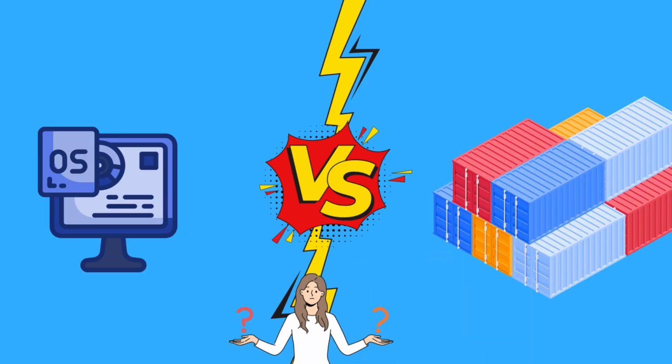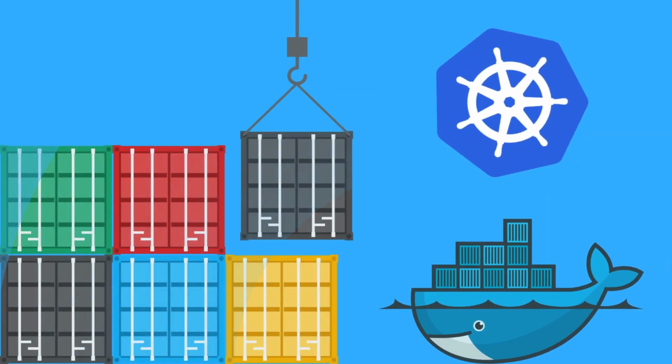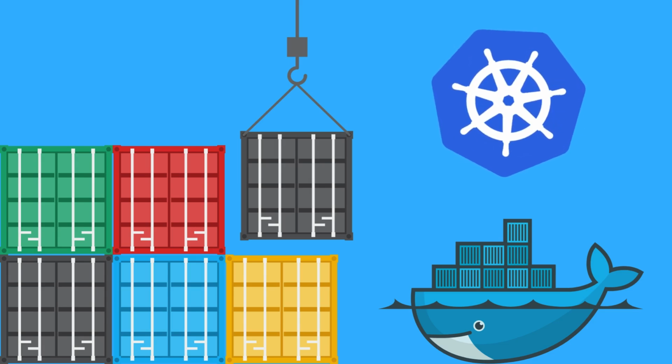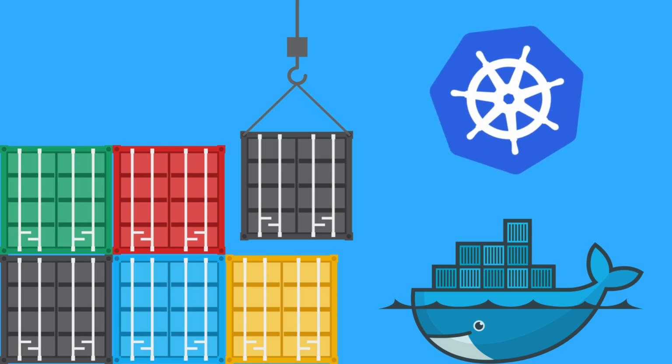It's also worth noting the difference between virtualization and containerization. While virtualization creates full virtual machines with their own operating system, containerization shares the host operating system but isolates applications within containers. Containers are lighter, faster to start, and more efficient for certain tasks, especially in cloud-native development. Tools like Docker and Kubernetes have become popular for containerization, but both approaches are used depending on the project needs.